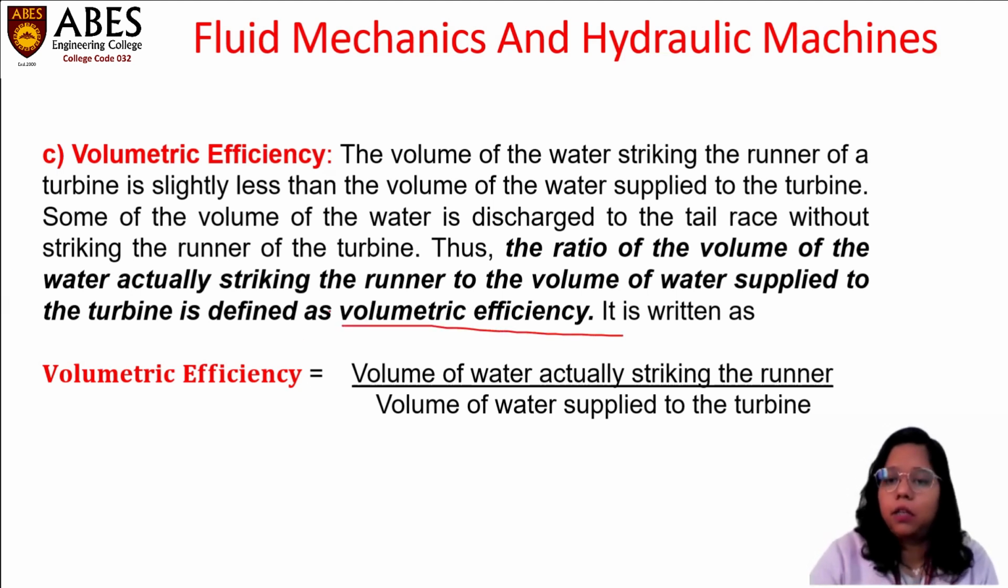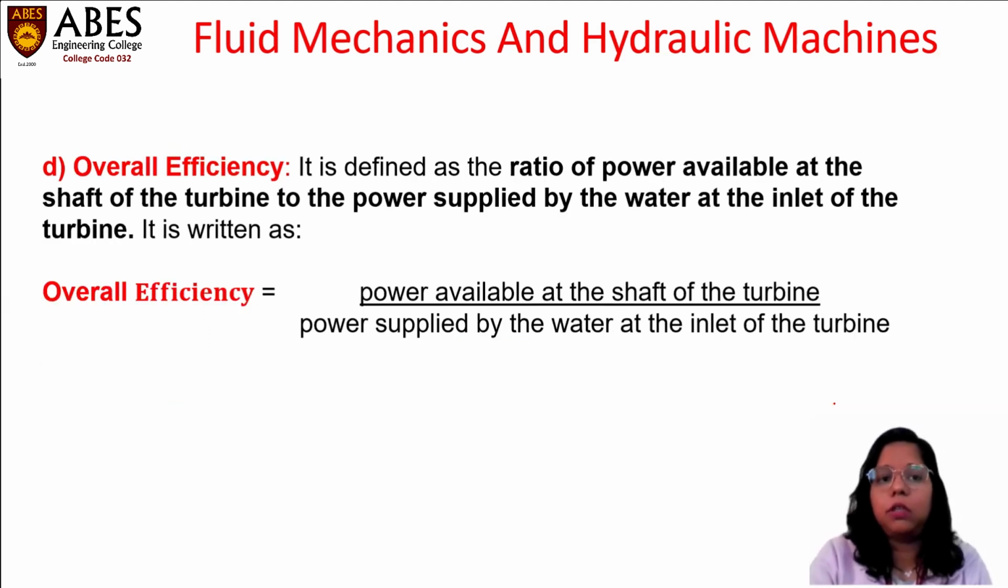We are considering the water which is not used at the runner and that directly goes into the tail race. So volumetric efficiency is equal to the volume of the water which is actually striking the runner divided by the volume of the water which is supplied to the turbine. This is volumetric efficiency. Next is overall efficiency. What is overall efficiency? It is defined as the ratio of power available at the shaft of the turbine to the power supplied by the water at the inlet of the turbine. Basically, efficiency is output by input.